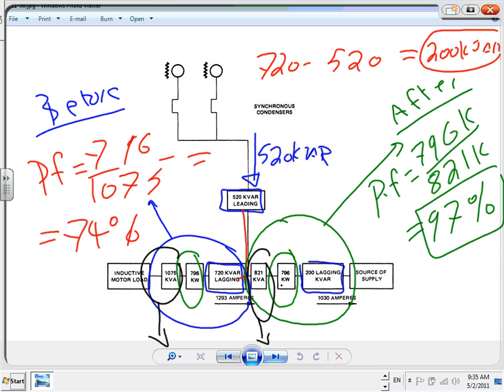So 97% power factor. Now Spencer, this is showing synchronous condensers, aka synchronous motors. If these were bank capacitors, it would be exactly the same. Just that instead of two condensing units, it will be a capacitor tied to the system. Any questions, guys?